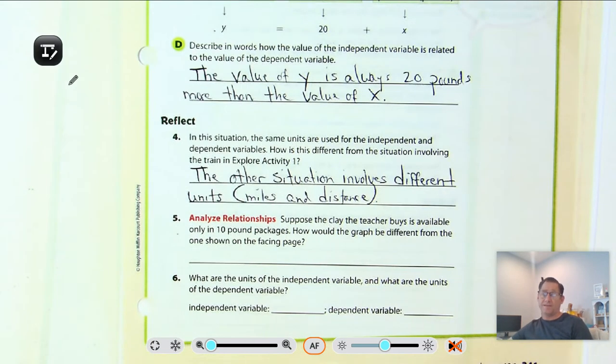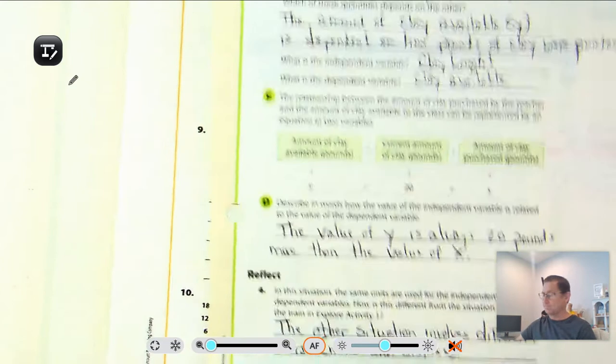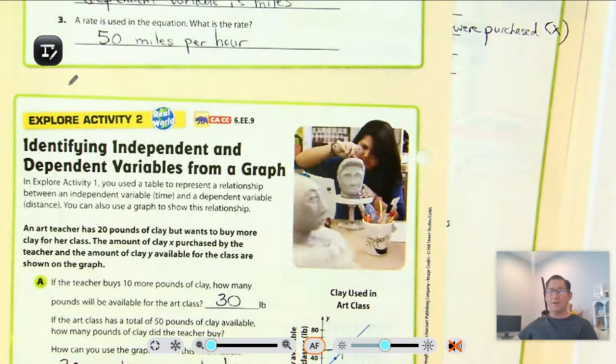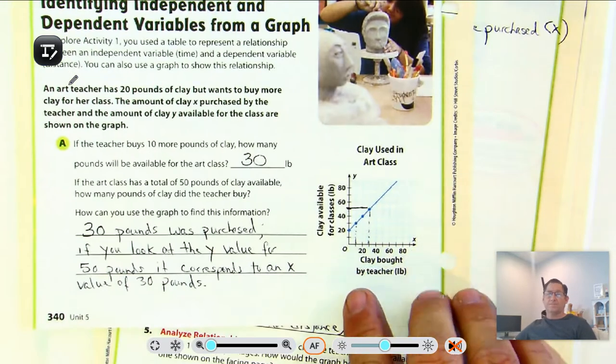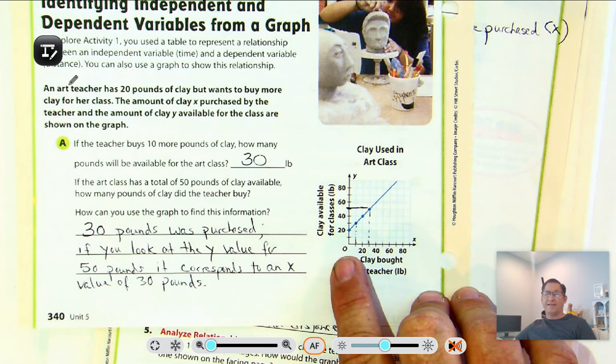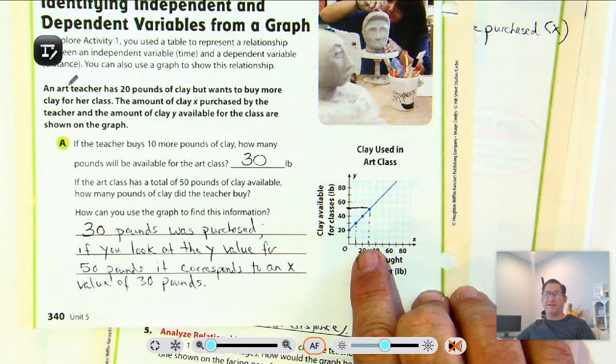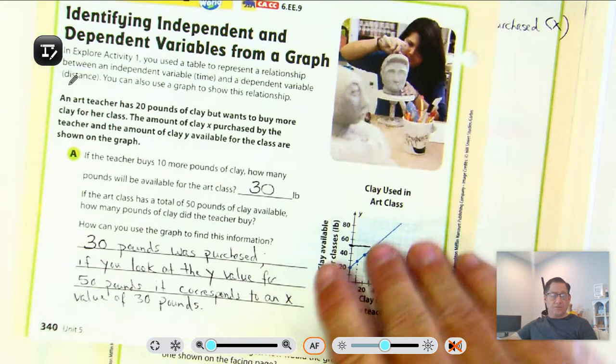So suppose the clay the teacher buys is available only in 10-pound packages. How would the graph be different from the one shown on the facing page? So let's look here. So if they're only available in 10-pound bags, so we'd have 10 here, 10 here, 10 here, 10 here, and so on, right?